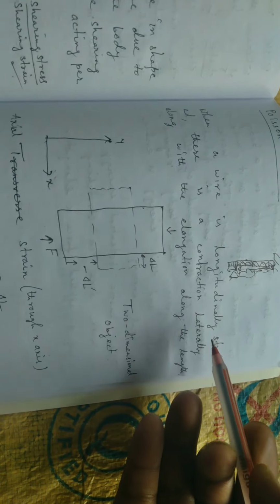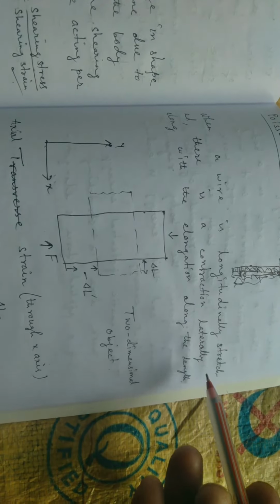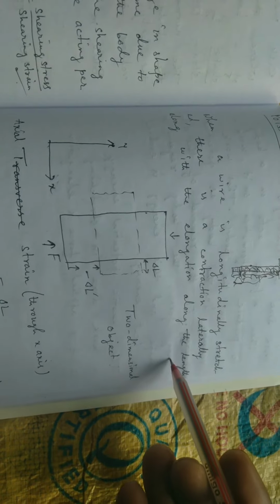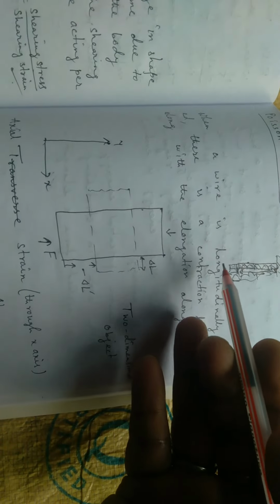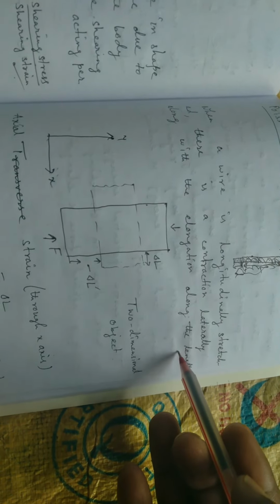First, when a wire is longitudinally stretched, there is a contraction laterally along with elongation along the length. So when a wire is stretched, there will be a contraction laterally, and also lateral contraction along with elongation along the length.